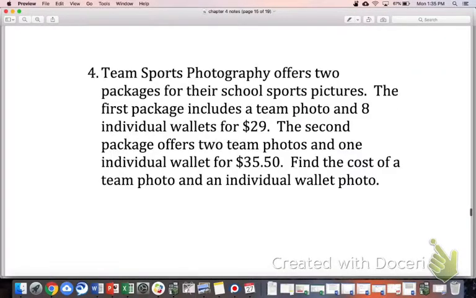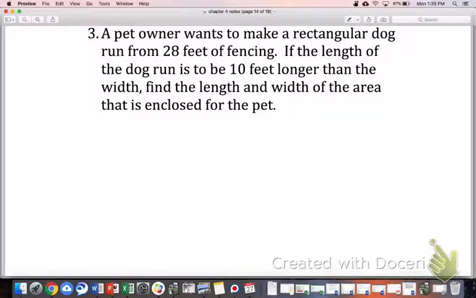So let's look at number 3. This one says a pet owner wants to make a rectangular dog run from 28 feet of fencing. If the length of the dog run is to be 10 feet longer than the width, find the length and width of the area that is enclosed for the pet.